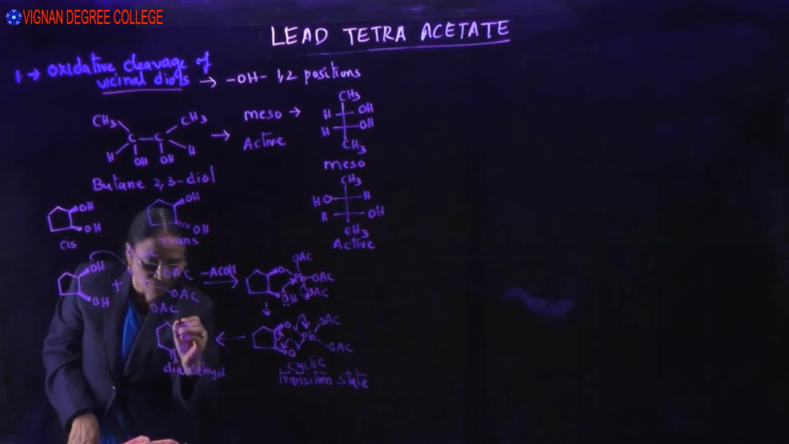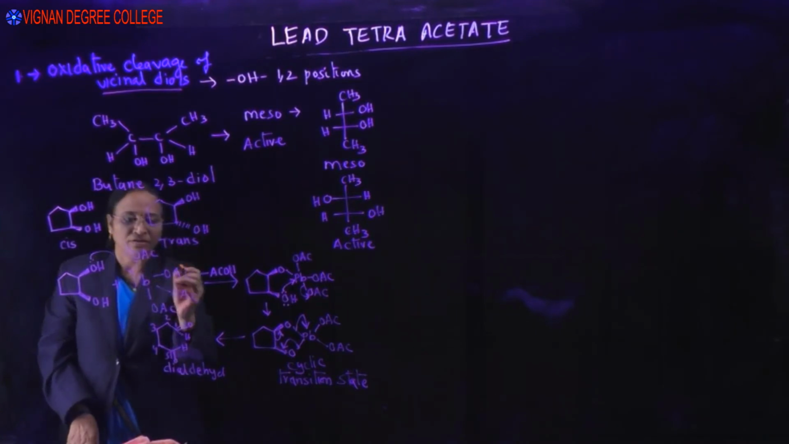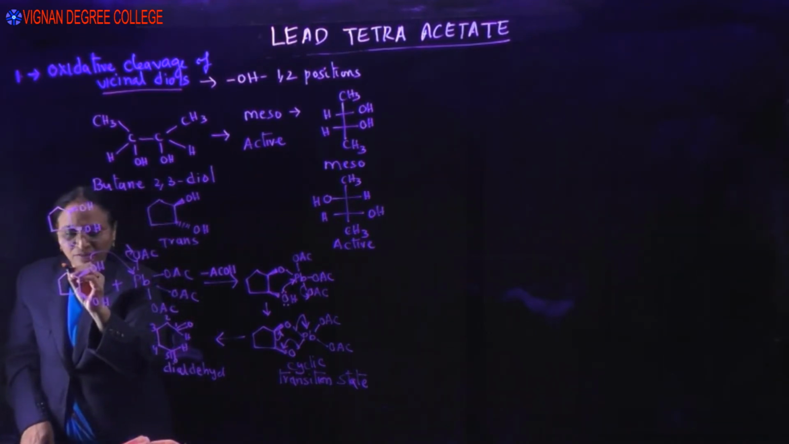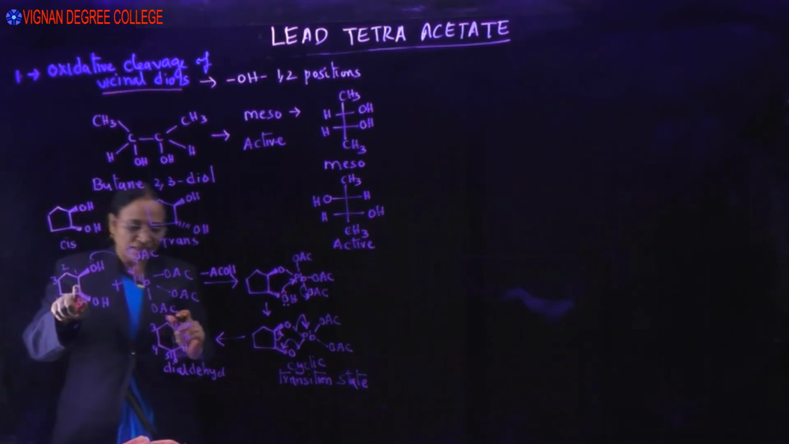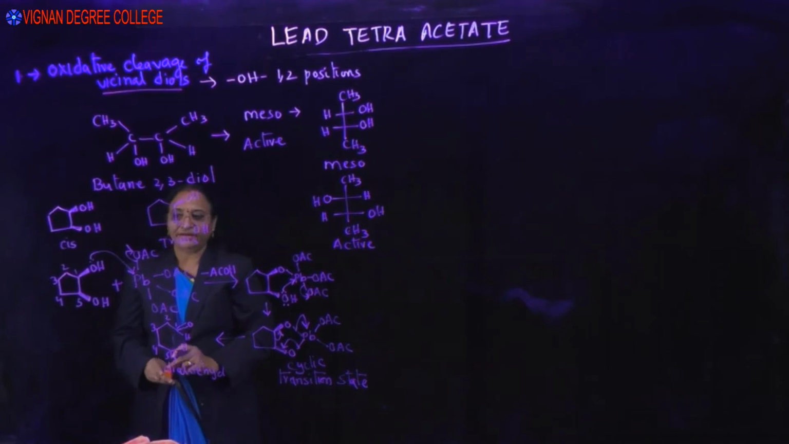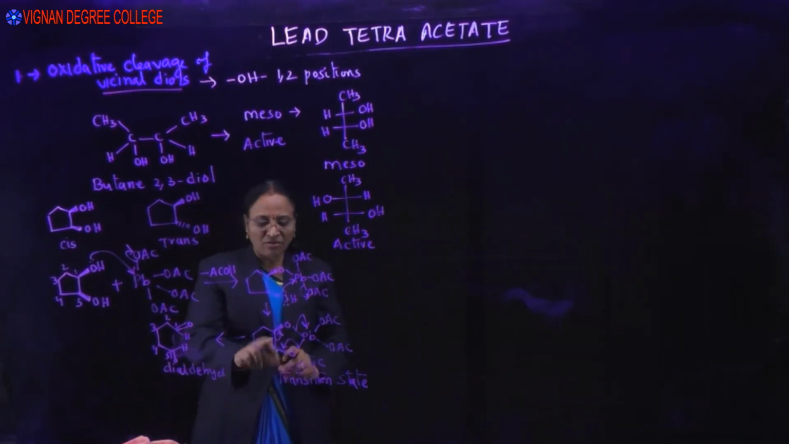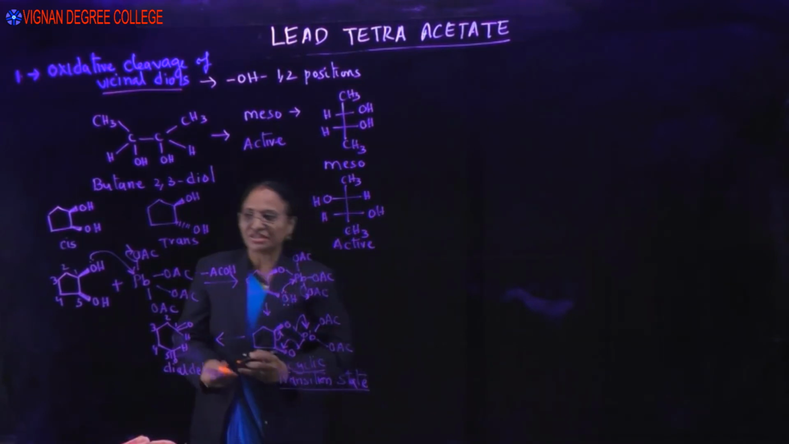Dialdehyde is formed. You can see here, this is 1, 2, 3, 4, 5. So there is a cleavage of the 1,5 bond with the formation of aldehyde. So this is how it occurs, with the formation of a cyclic transition state.